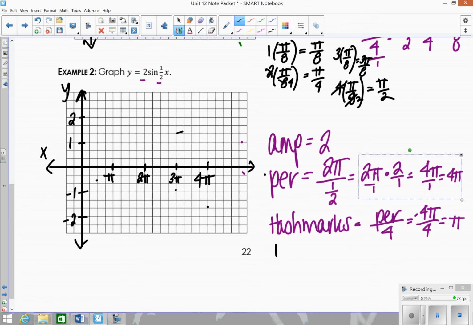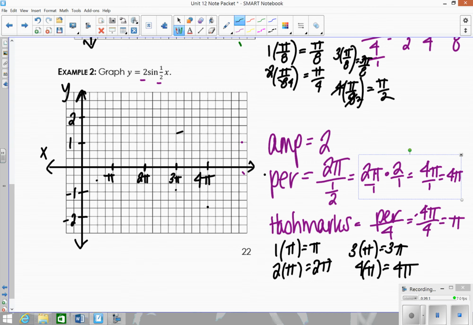So you can think of it like this, same as the last time, but you just multiply pi by whatever number the hash mark is. So the second hash mark times pi is 2 pi, third hash mark is 3 pi, and then the fourth hash mark should always match the period, which is 4 pi. So then getting the actual sine curve is exactly the same thing. We start at 0, we move up to the highest point, go back down to 0, move down to the lowest point, and then we get back to 0. So that's your typical sine curve.